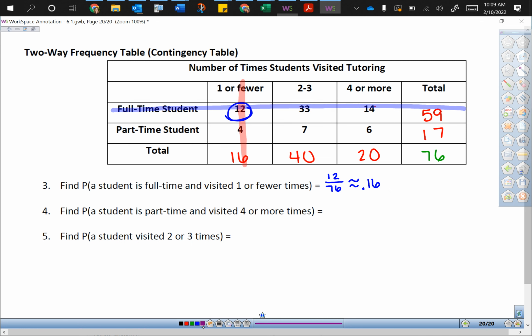Number 4, find the probability that a student is part-time, so that's this guy right here, and visited 4 or more times. So what is the intersection of part-time and 4 or more? 6. Out of how many total? 76, which is approximately 0.08.